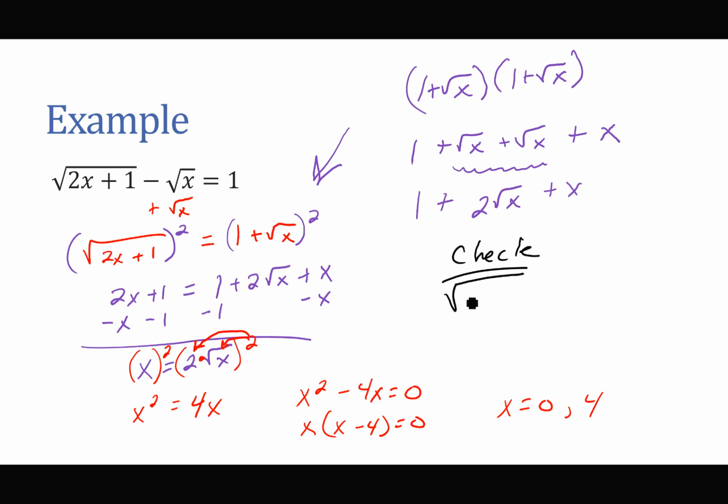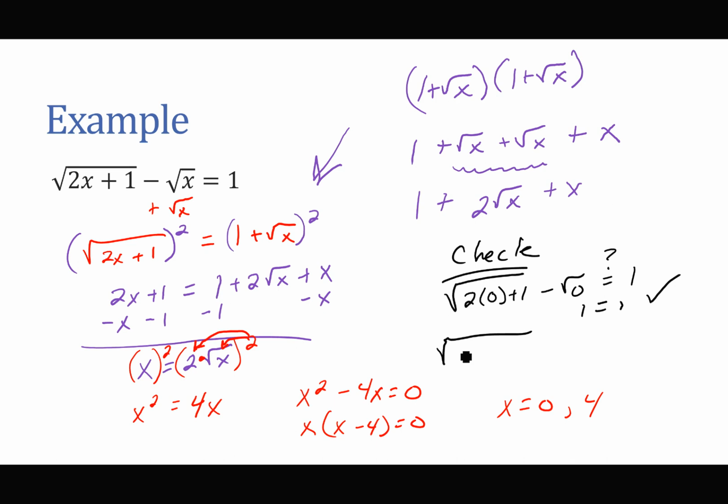So square root of 2 times 0 plus 1 minus square root of 0. Does that equal 1? So 2 times 0 is 0, plus 1 is square root of 1, which is 1. 1 minus 0 is still 1, equaling 1, so this checks out.